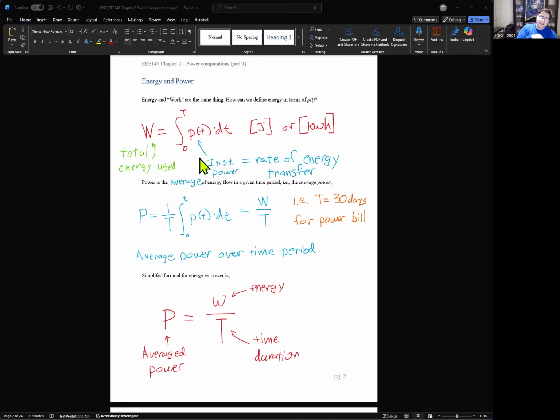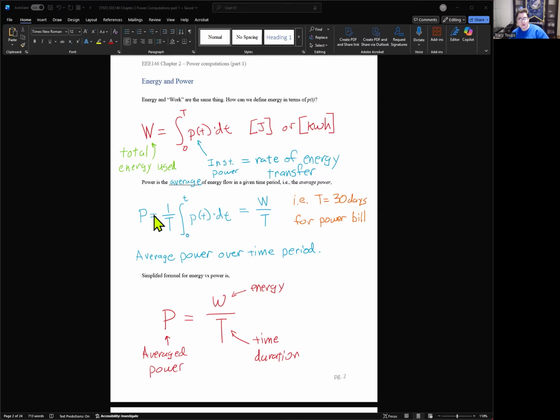Now, another way to look at this is: what is the power of the circuit? A lot of people use power and energy interchangeably, and they're actually different. Power is an average of energy flow in a given time period. That's why it's called average power. Okay, so if we flow 10,000 joules over 5 seconds, you can find the average by dividing 10,000 by 5 seconds, and that's your power, or the rate of energy transfer.